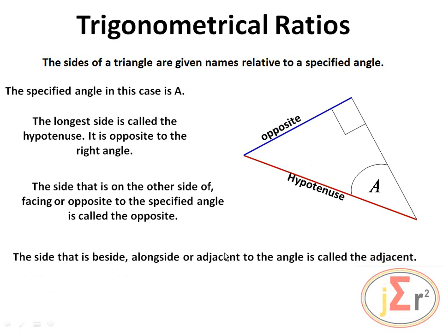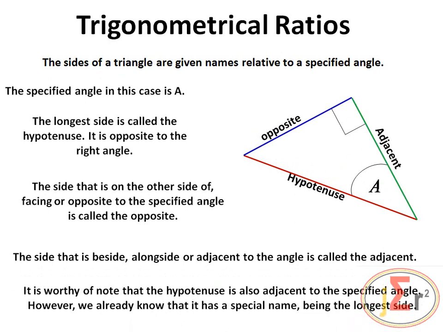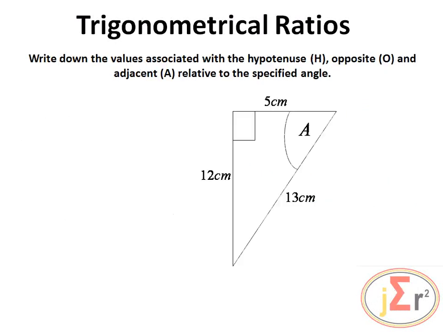The side that is beside, alongside or adjacent to the angle is called the adjacent. The adjacent is right there. It is worthy of note that the hypotenuse is also adjacent to the specified angle. However, we already know that it has a special name, being the longest side of the triangle.